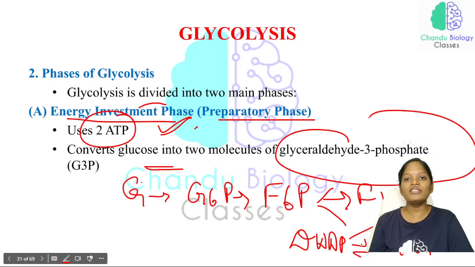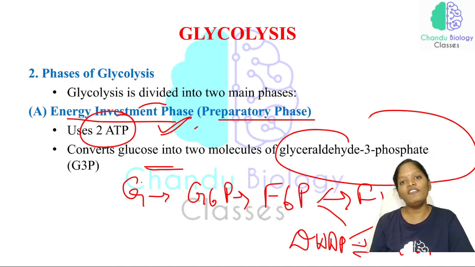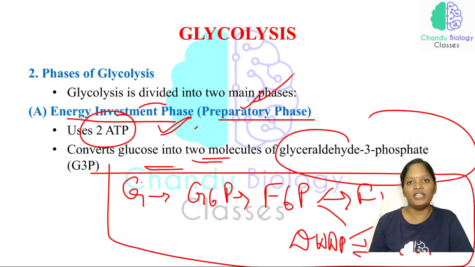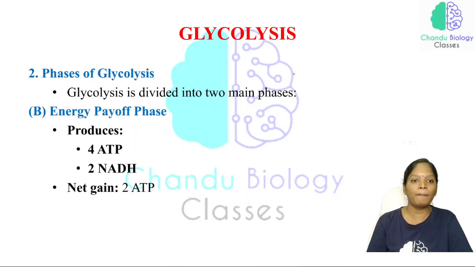Both are isomers, in the sense that both have the same molecular formula but different structural formula. That's why they are saying 2 molecules of glyceraldehyde 3-phosphate. So up to this stage, we call it the preparatory phase. In this preparatory phase, 2 ATP molecules will be used.